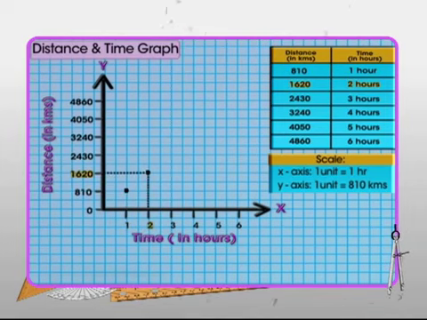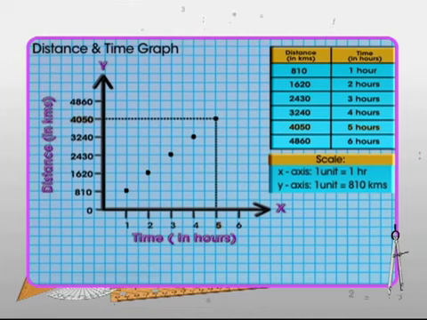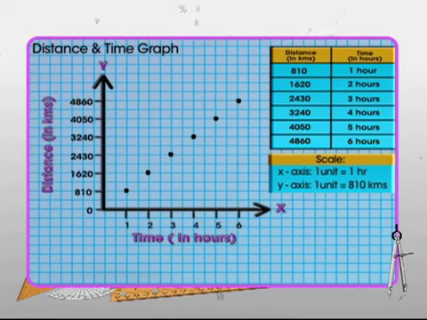2 hours, 1,620 kilometers. 3 hours, 2,430 kilometers. 4 hours, 3,240 kilometers. 5 hours, 4,050 kilometers. And 6 hours, 4,860 kilometers. On joining the points thus plotted, a straight line or a linear graph is obtained.